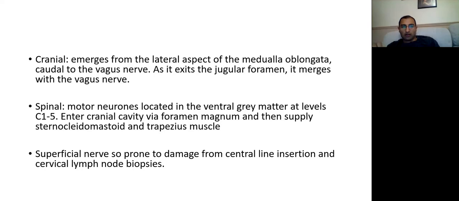The spinal part, the motor neurons located in the ventral grey matter at levels C1 to C5, enters the cranial cavity through the foramen magnum and then supplies the sternocleidomastoid and trapezius muscles. And these are things we test in the accessory nerve. So we test the neck movement, sternocleidomastoid and trapezius. And because this nerve is quite superficial, the accessory nerve, it's prone to damage when we put central lines in or when we do cervical lymph node biopsies.